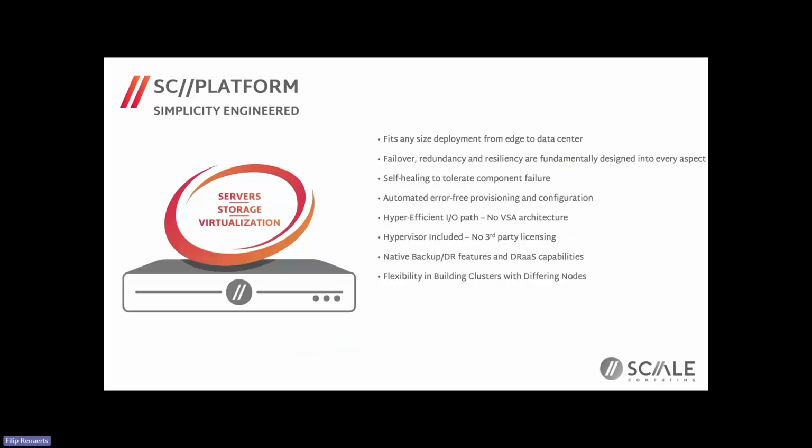So Scale Computing HyperCore is for any size, going from edge to your core data center. You have those failover and redundancy features built in because we have that hyperconverged infrastructure, and we have self-healing features. We have an efficient software block, which doesn't consume a lot of resources, and that comes because we don't have a virtual storage appliance architecture. You don't need an additional hypervisor, so it's all in one package. And the idea is that we have a really simple and flexible way of adding multiple nodes in the future, so you are future-proof to expand, basically.